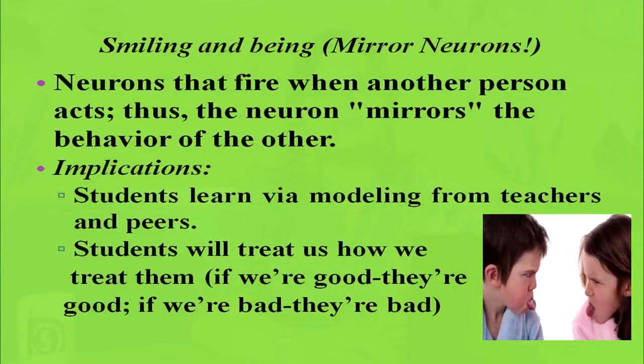Smiling and being positive means mirror neurons. Neurons that fire when another person acts. Thus, the neurons mirror the behavior of the other. It can be implemented like this: students learn via modeling from teachers and peers. Students will treat us how we treat them. If we are good to them, they will be good to us. If we don't talk to them sweetly or softly, they will also be bad with us.